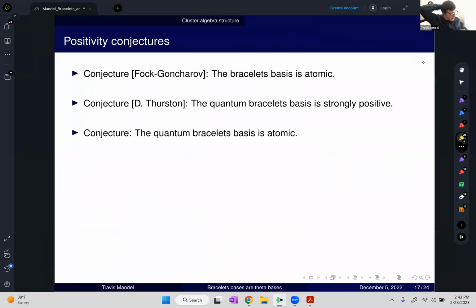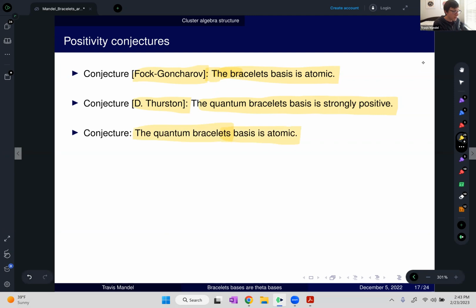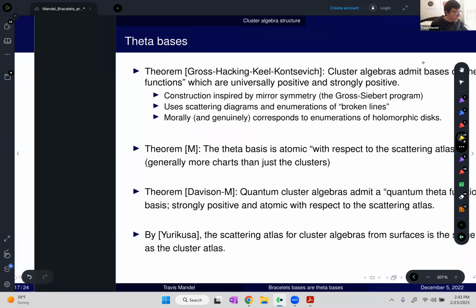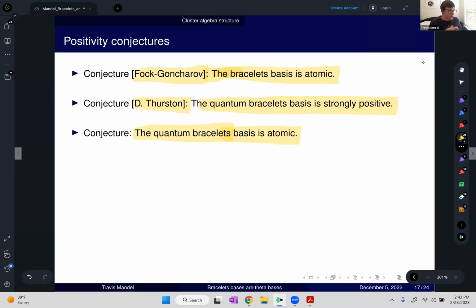Okay, so now here's some big positivity conjectures. Falk and Goncharov conjectured that the bracelet spaces should be atomic, and Doe and Thurston conjectured that the quantum bracelet basis should be strongly positive. Naturally, one would also conjecture that the quantum bracelet basis should be atomic. The classical bracelet basis should be atomic, so should the quantum one, and then atomic would imply strongly positive. It's not hard to show that. So basically, these conjectures will follow as corollaries of the main result that I'll get to in a couple slides.